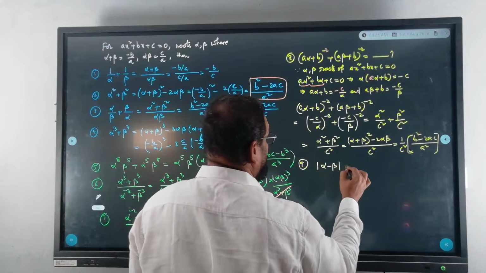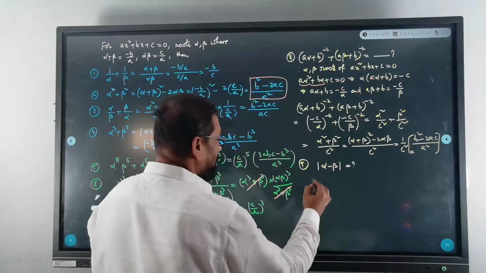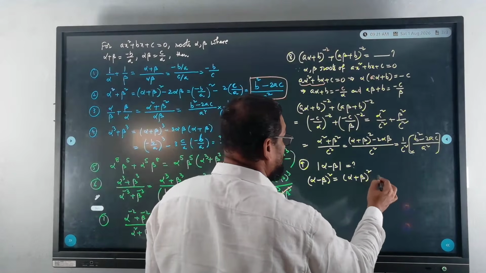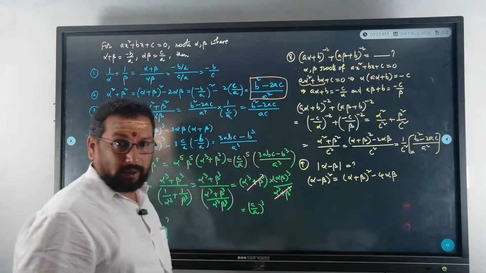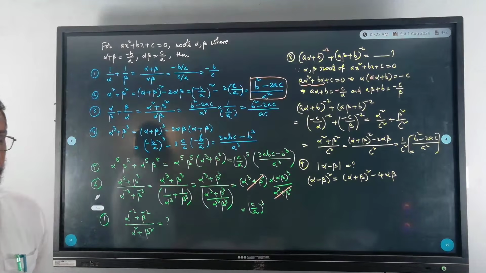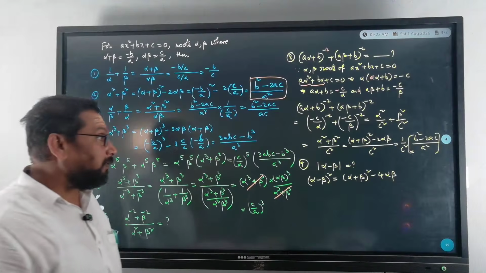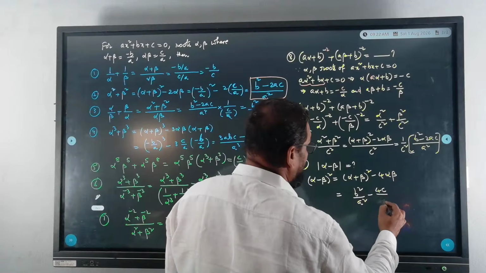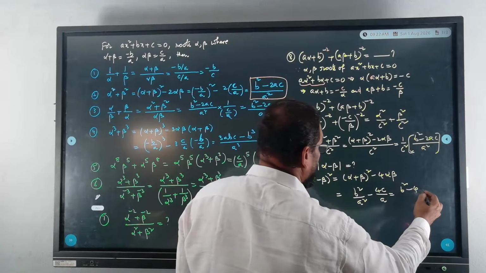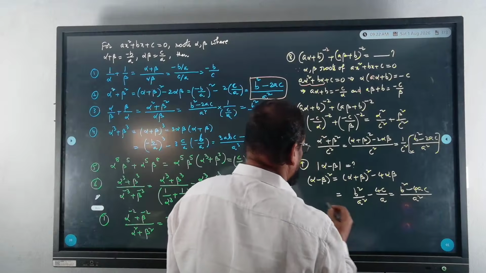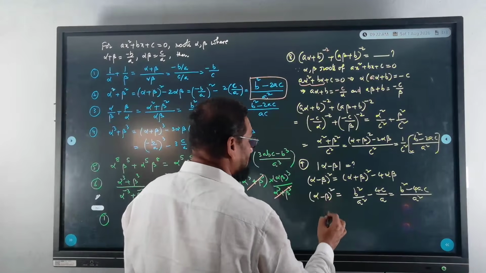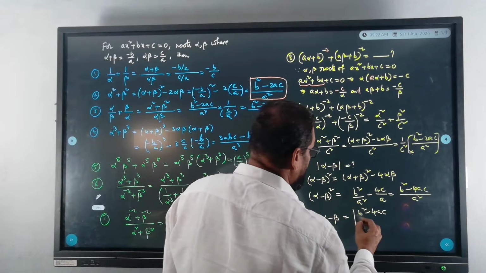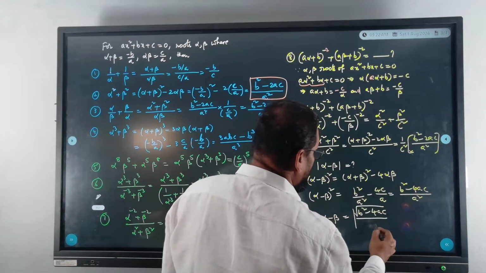Modulus of alpha minus beta is what? Alpha minus beta whole square is equal to alpha plus beta whole square minus 4 alpha beta. Right? a minus b whole square equals a plus b whole square minus 4ab. So this is b square by a square minus 4c by a, so b square minus 4ac by a square. This is all equal to alpha minus beta whole square. So alpha minus beta is equal to modulus of root of b square minus 4ac, over root a square, that is a. That's correct.